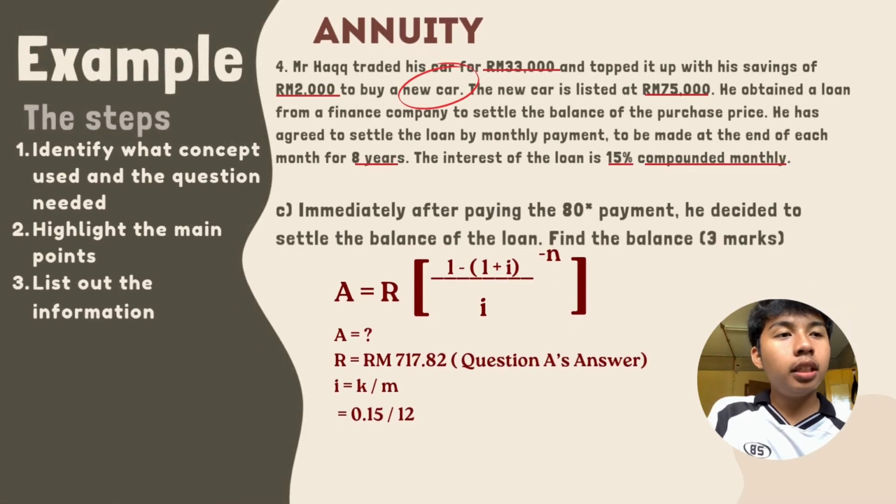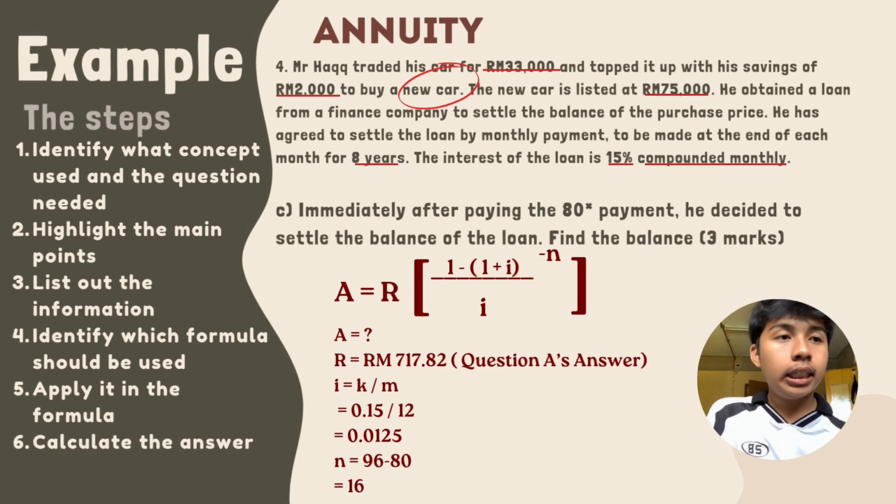In this question, you need to use the present value formula. But this time, you need to find A. R is from question A's answer. I is 0.0125. N is 96 minus 80, which equals 16.